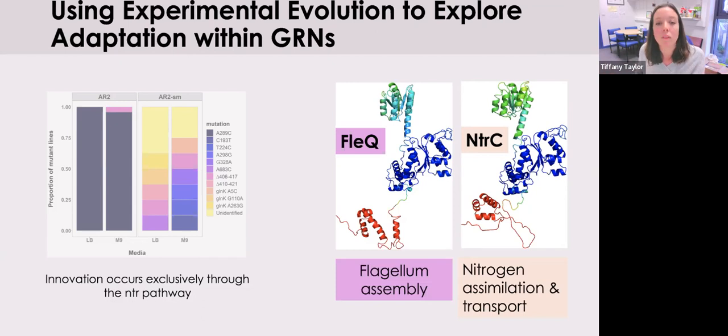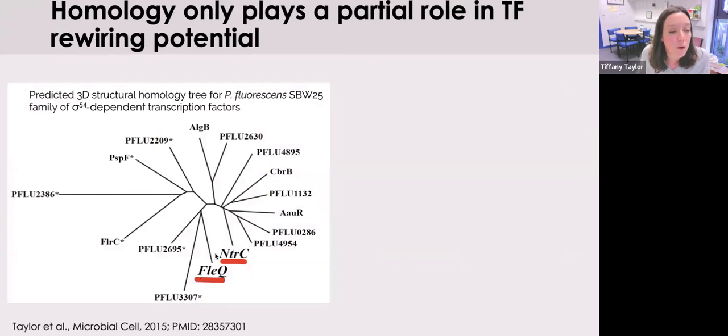But why is that? So I did explain, obviously, that there is high homology between these two transcription factors. So our first thing was, okay, is homology the answer? Is it just the most similar to FLEQ, and that's why it's recruited first? So both FLEQ and NTRC are part of a bigger family of transcription factors that are all sigma 54 dependent transcription factors. And you can see, this is showing a predicted 3D structural homology tree, showing you how similar these transcription factors are in terms of structure to each other. And NTRC is not the most homologous to FLEQ, so that can't be the whole story. There must be something else going on.